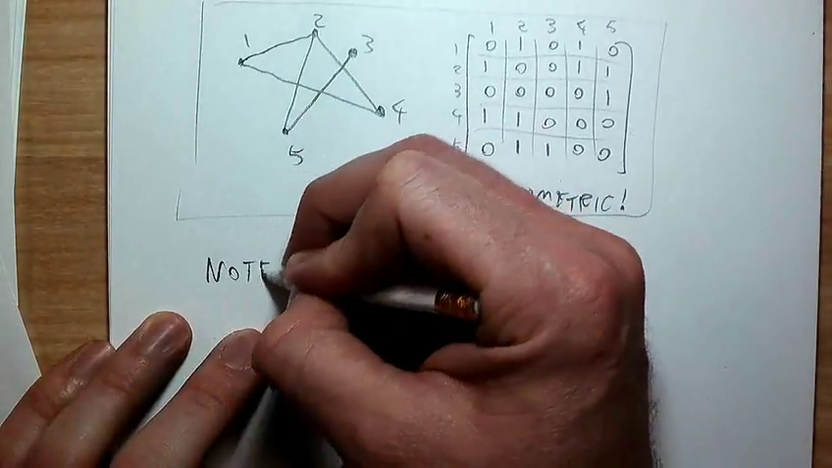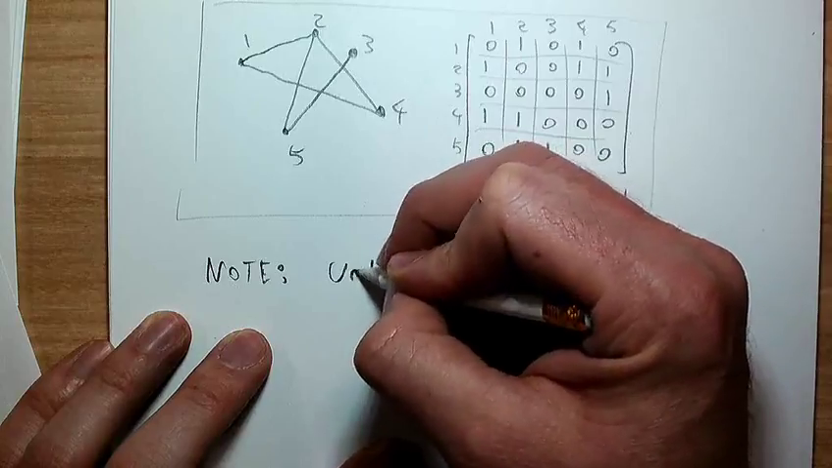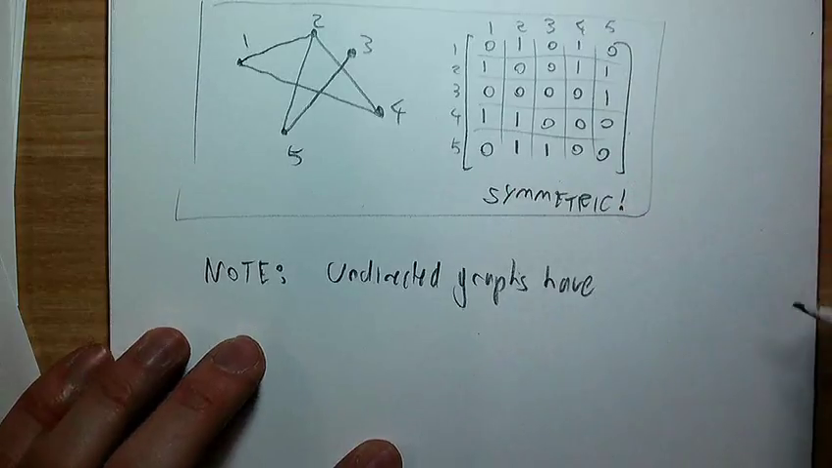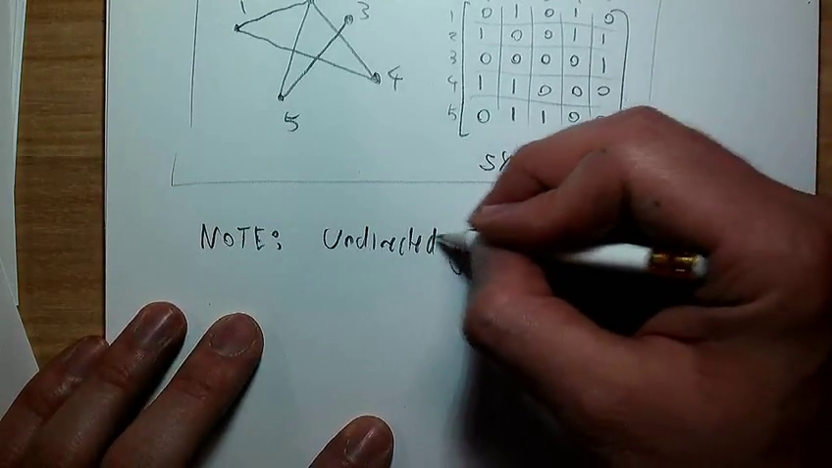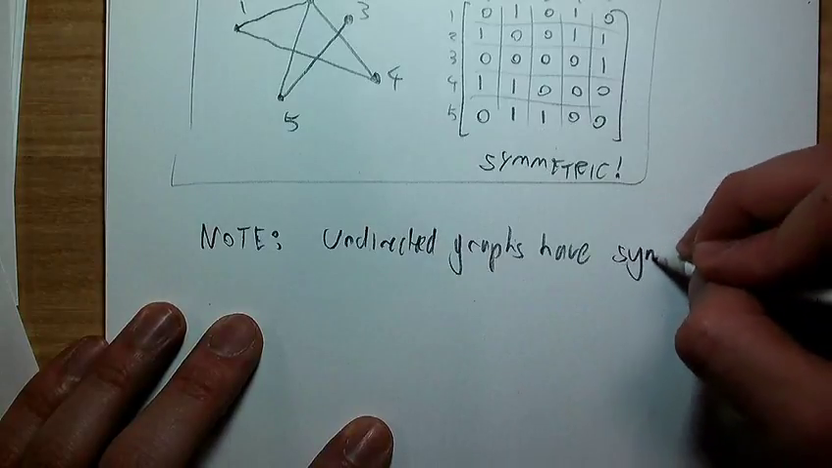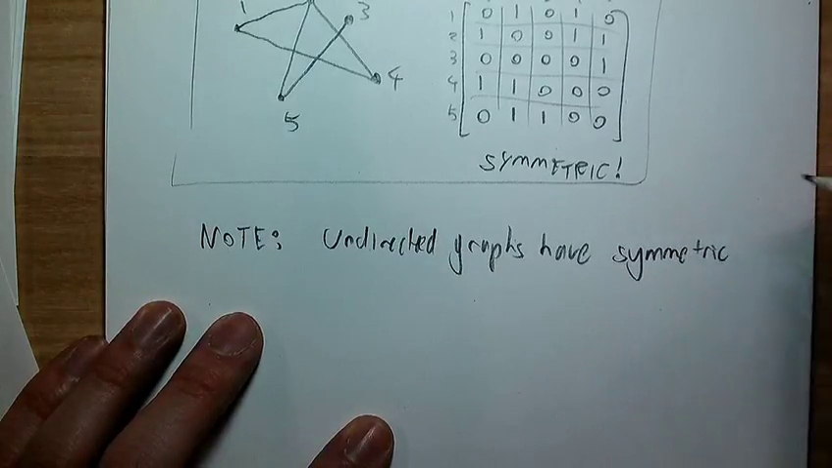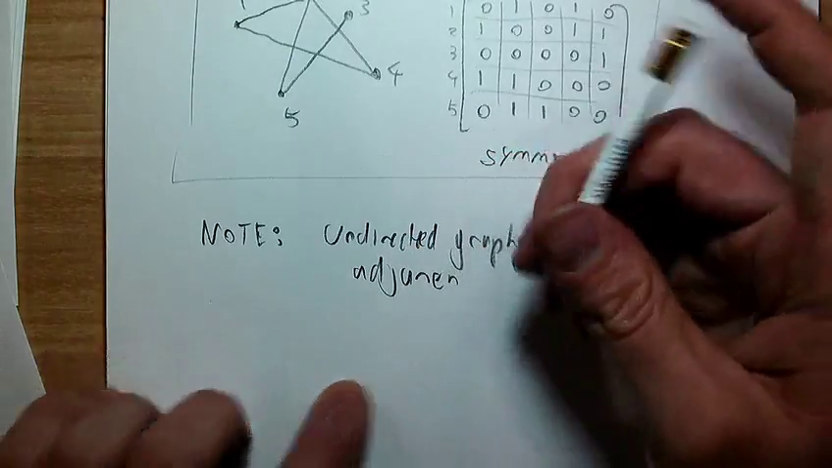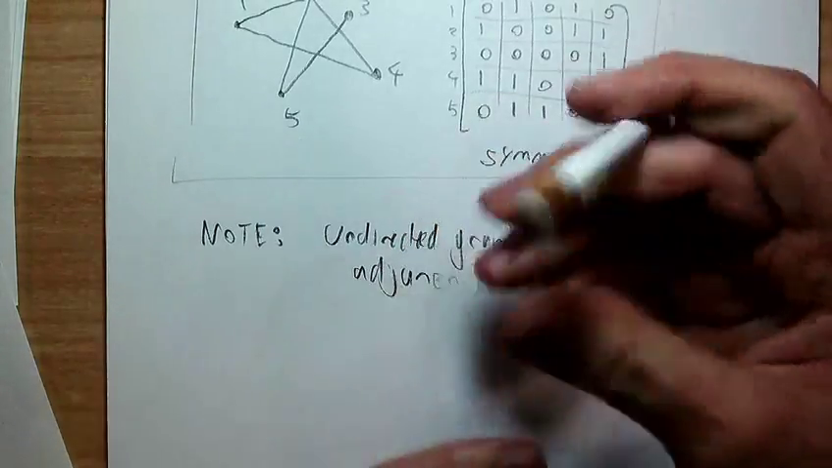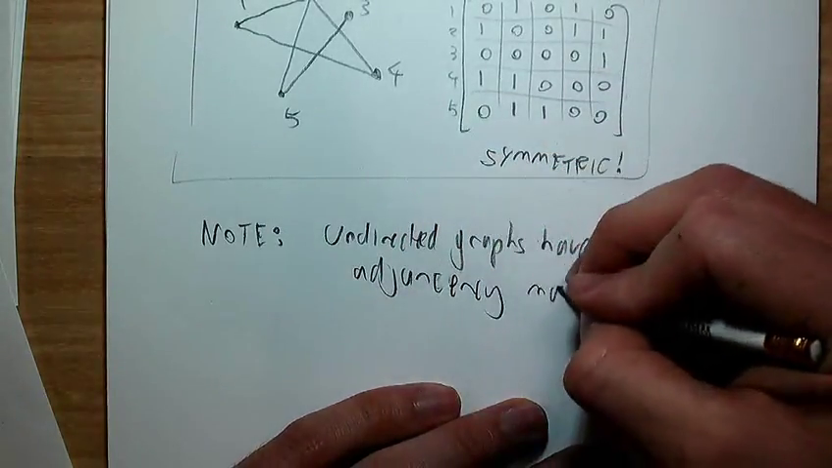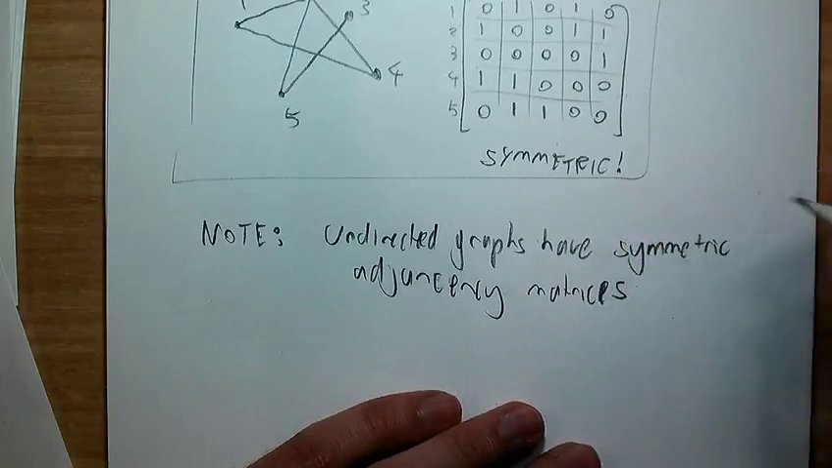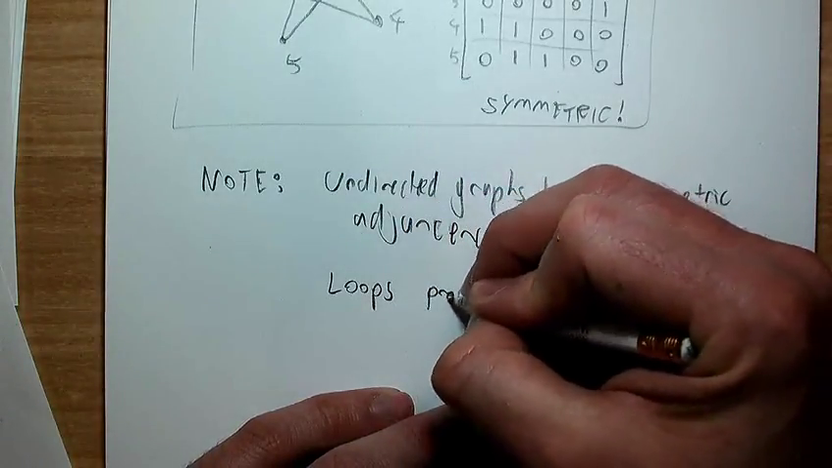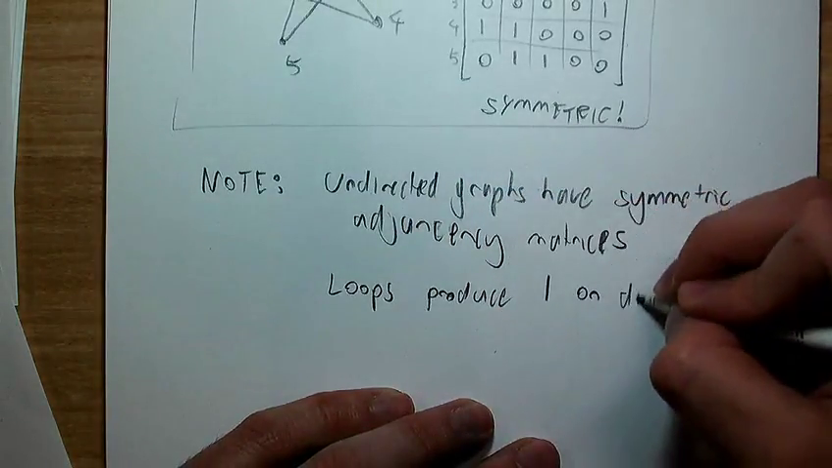So note, undirected graphs have symmetric adjacency matrices, and loops produce a 1 on the diagonal.